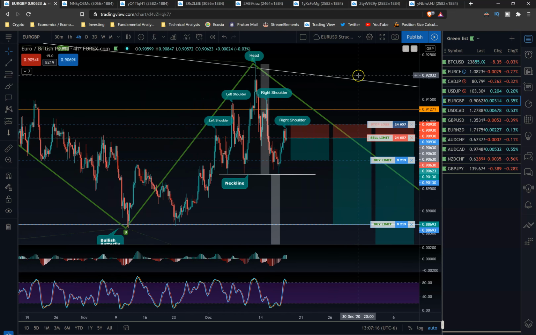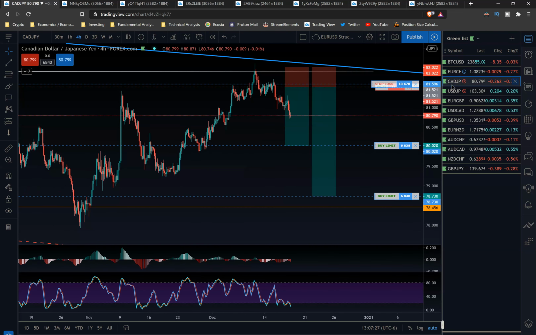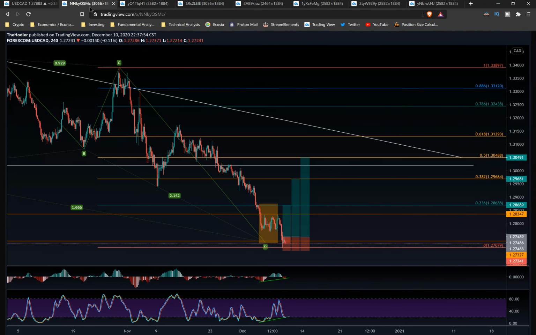So last week I went over some trades I was in. I was in two trades. First, the Euro Swiss franc, and I believe the Canadian dollar to Japanese yen. I took a loss on the dollar CAD because I forgot where I took a trade. As a matter of fact, allow me to go to my notes.